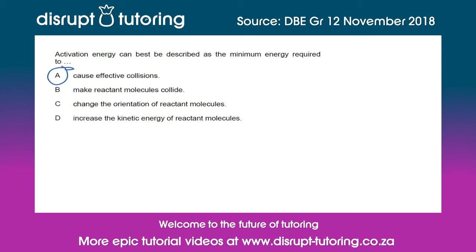So let's go through the rest of the options and see why they are not suitable descriptions of the activation energy. Option B says that the activation energy is the minimum energy required to make reactant molecules collide. So inside a substance, even if it is a solid, there are always tiny vibrations, meaning that when two substances react, the molecules are always colliding, although not always with sufficient kinetic energy to cause an effective collision. So that means that there's no minimum energy required to make them collide. So option B is not the correct choice.